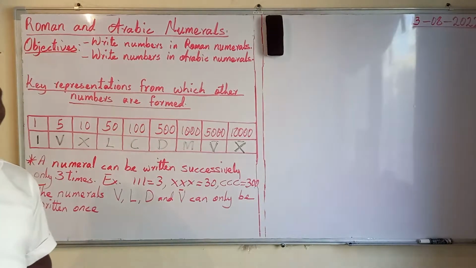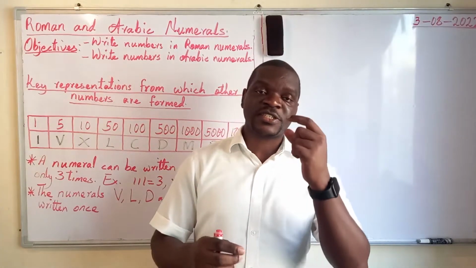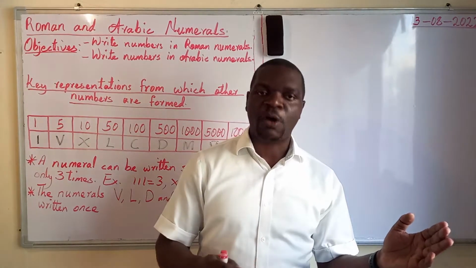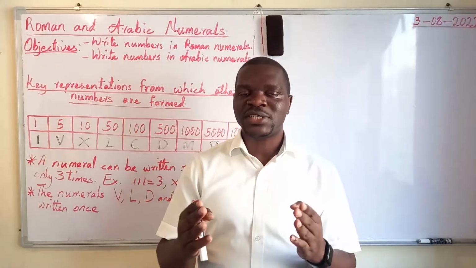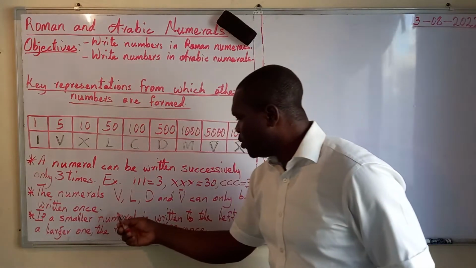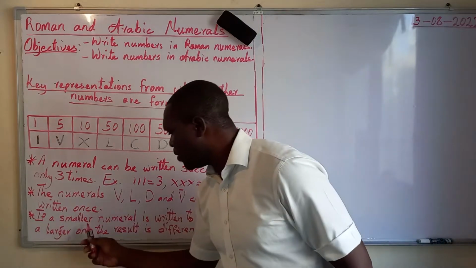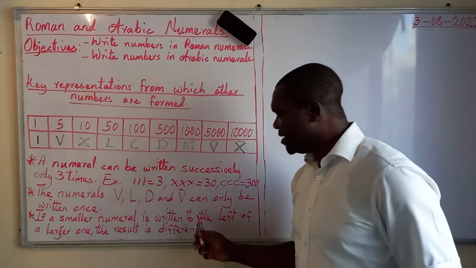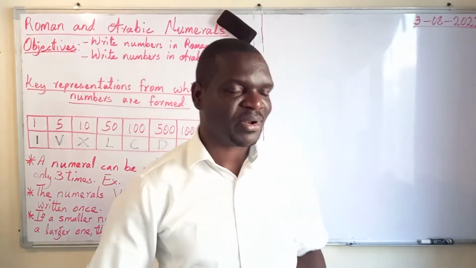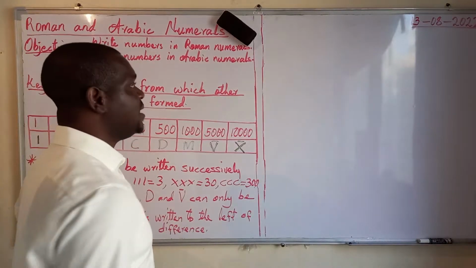Take note of this. Rule number 3 states that if a smaller numeral is written to the left of a larger one, the result is the difference. What do we mean by this? Let's look at this example and you will understand exactly what is meant by this statement.